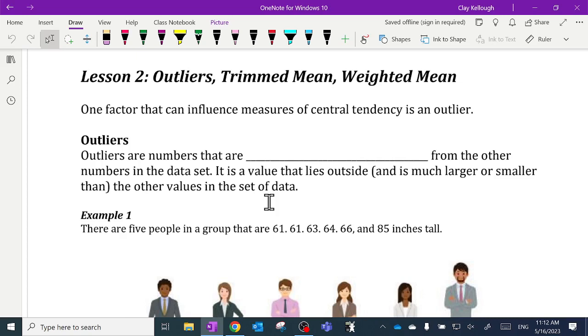Here in statistics, an outlier is one factor that can influence mean, median, and mode, especially the mean. Outliers are numbers that are widely separated from the other numbers in the data set. An outlier is a value that lies outside and is much larger or smaller than the other numbers in the data set. Widely separated is the first blank.